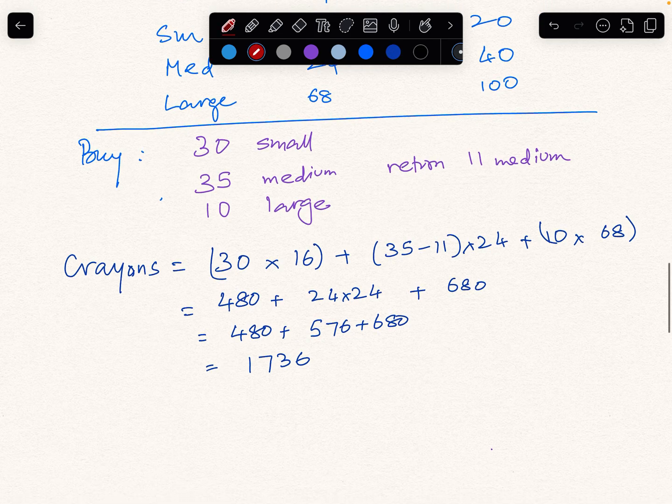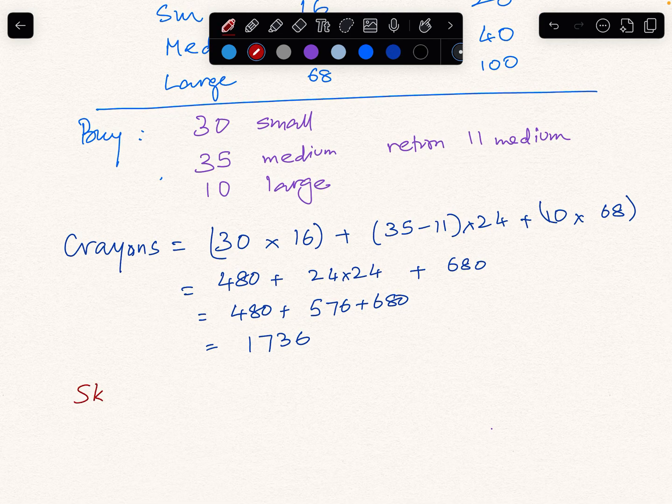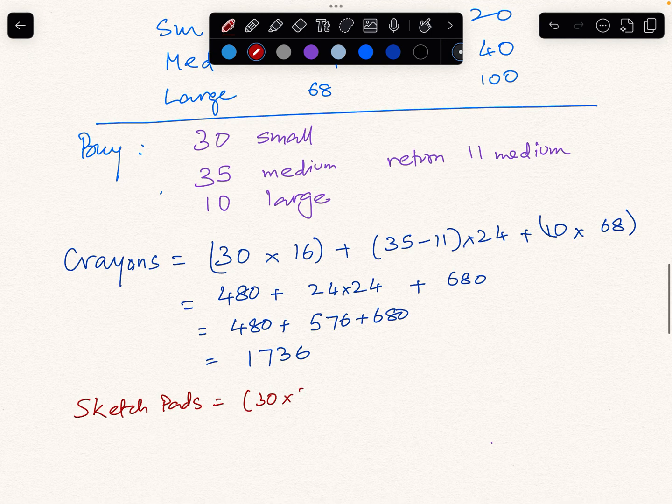Next, I'm going to evaluate the quantity of sketch pads. My expression, guys, is going to look pretty similar to the boxes of crayons because they buy the same number of kits. This one kit has both of these. So it's 30 times 20 for the small plus 35 minus 11 times 40 plus 10 times 100.